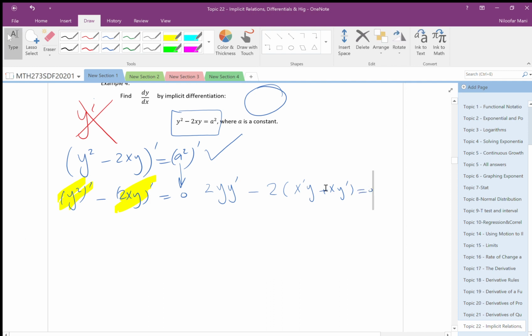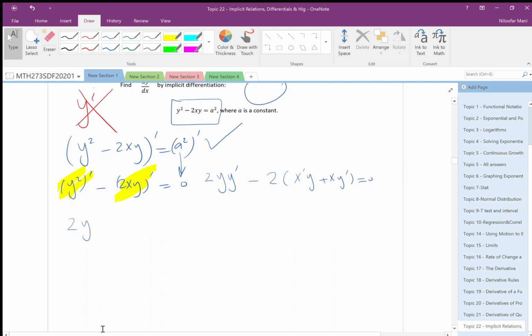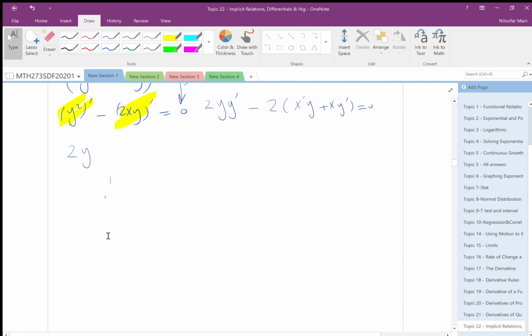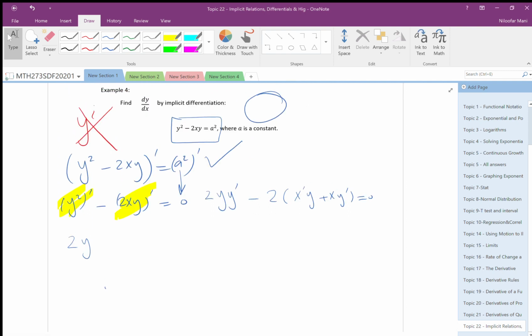2y prime, I don't know why everything is moving. Okay, so this is a little bit crazy.